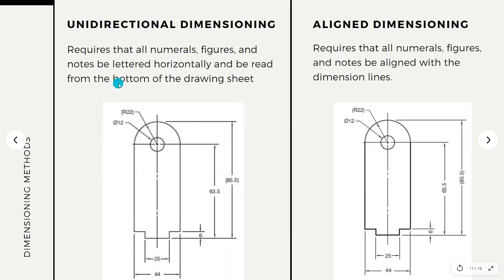There are also types of dimensioning methods. I'll be discussing two of them. First is unidirectional dimensioning and the second is aligned dimensioning. The unidirectional dimensioning is plain and straight. It requires that all numerical figures and notes be lettered horizontally and be read from the bottom of the drawing sheet.